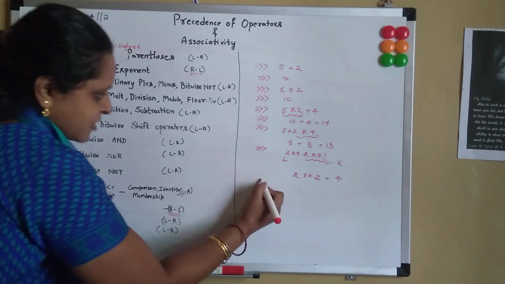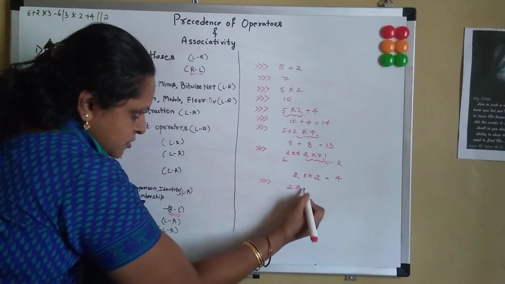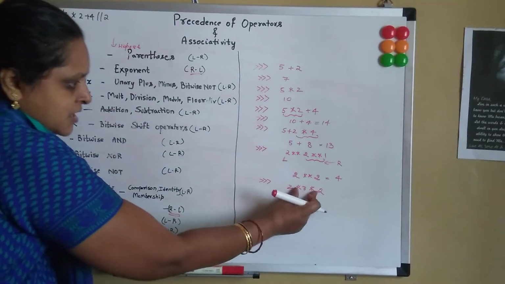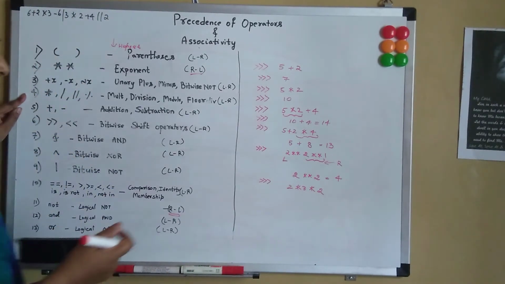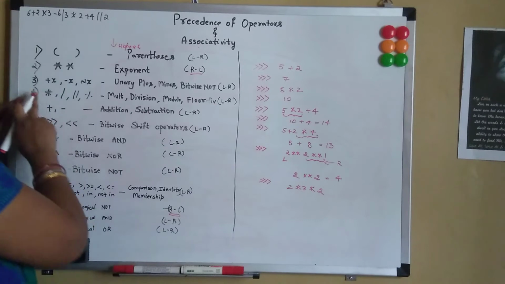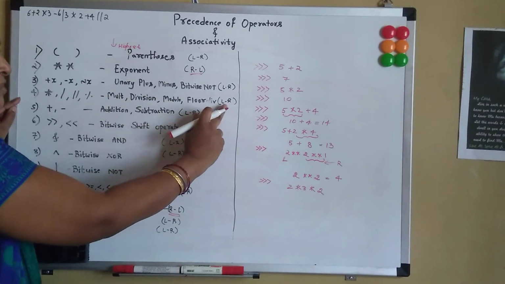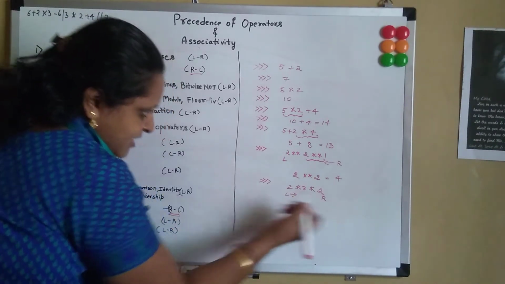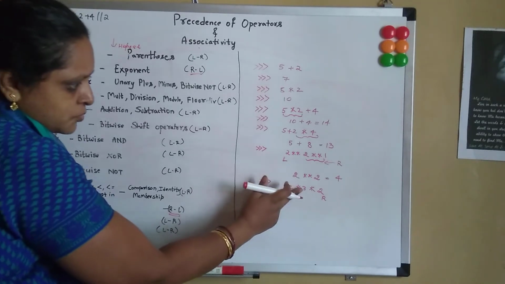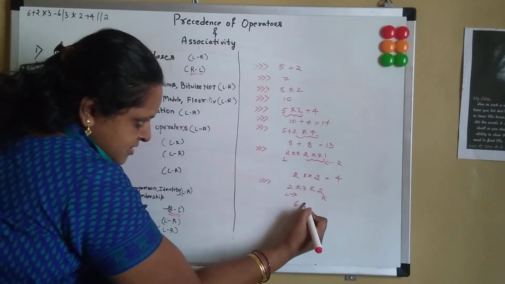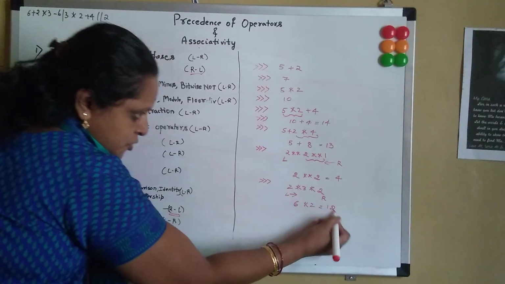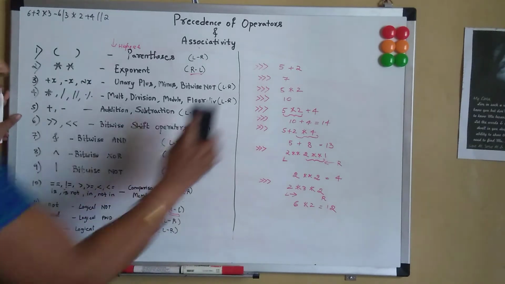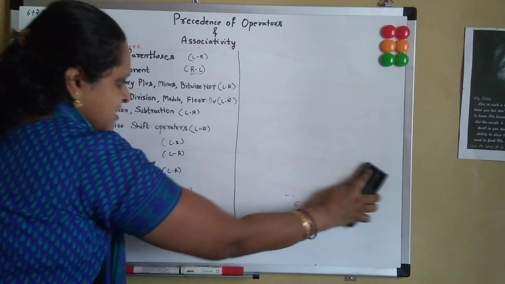And now if I have one more expression, say 2 into 3 into 2. Here there are two intos and they are at the same level, which is the fourth level. Which one has to be solved first? We have to check the associativity. Associativity is from left to right. So the left expression gets solved and then the right expression. So to the left we have 2 into 3. That becomes 6. 6 into 2 is equal to 12. So this is how the rule of precedence and associativity comes in handy while solving any mathematical operations.